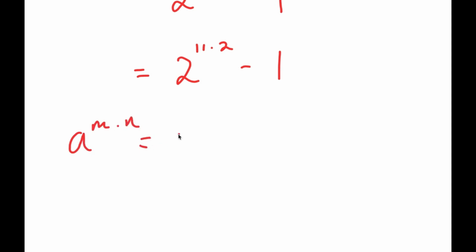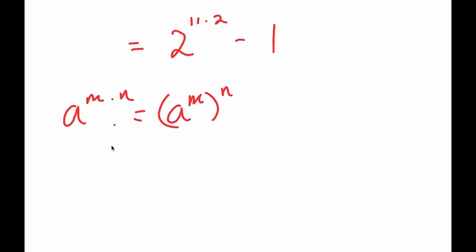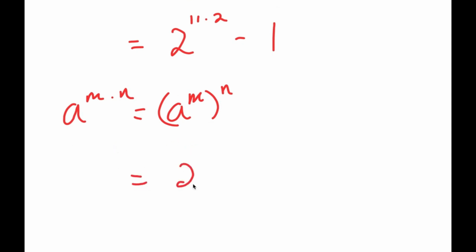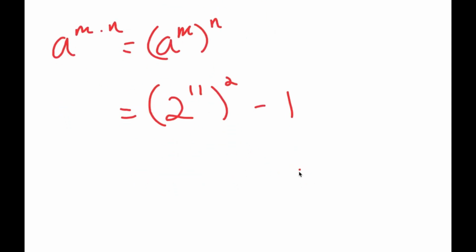Alright, so in this video, I'm going to solve the problem 2 to the power of 22 minus 1. So, to solve this, what I'm first going to do is rewrite this as 2 to the power of 11 times 2 minus 1. Now, if I have something in the form a to the power of m times n, this is equal to a to the power of m to the power of n. So 2 to the power of 11 times 2 is equal to 2 to the power of 11 to the power of 2 minus 1.